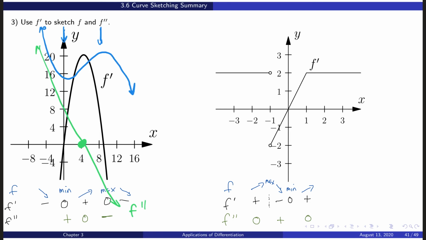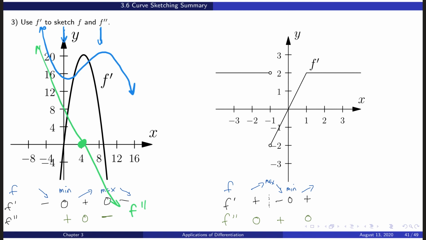And again, because you're going backwards from f prime to f, we don't know exactly how far up or down this blue line is going to be. You could make it lower down here or higher up there. But as long as you have decreasing with a minimum at about that point there, increasing with a maximum somewhere around 9, and decreasing again.